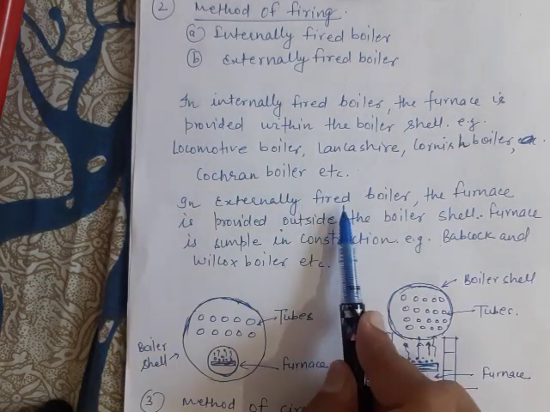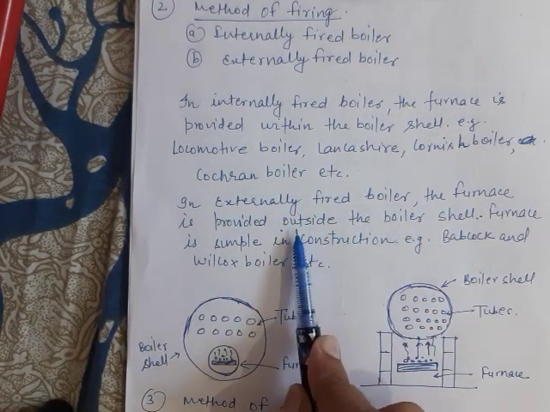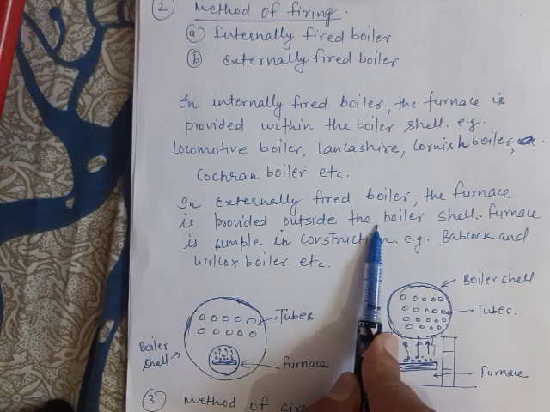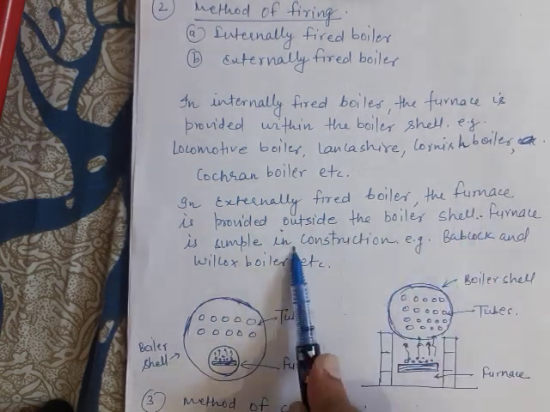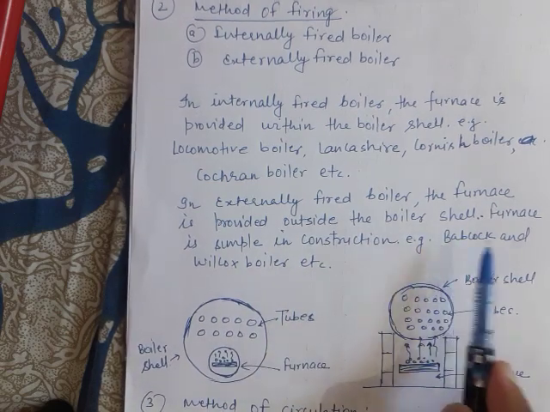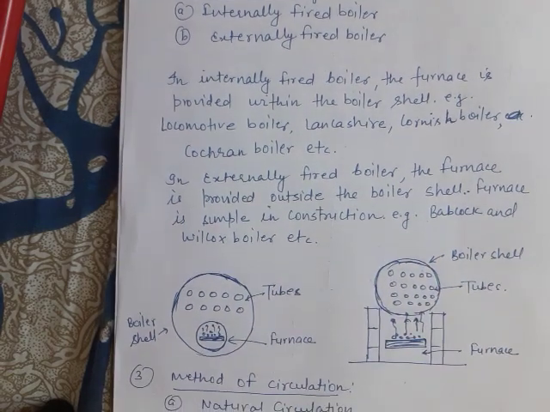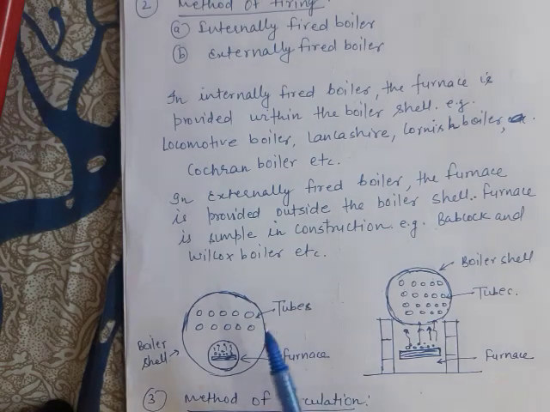And in an externally fired boiler, the furnace is provided outside the boiler shell, and this furnace is simple in construction. The example is the Babcock and Wilcox boiler. Please note the diagrammatic representation.